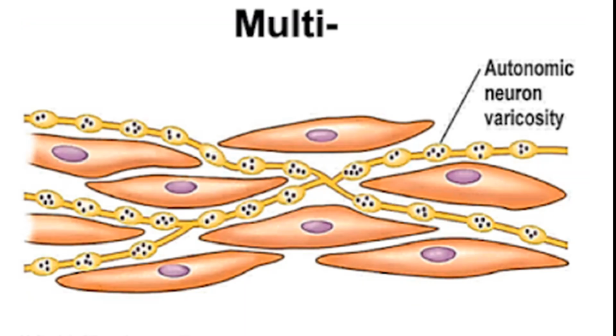Imagine a team of skilled workers, each capable of performing their task independently. This is the essence of multi-unit smooth muscle. Each muscle cell receives its own nerve supply and operates independently. This allows for fine control and graded contractions, found in areas requiring precise, localized contractions.